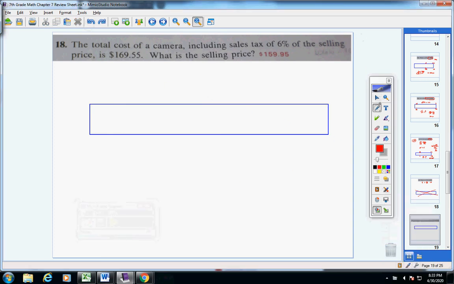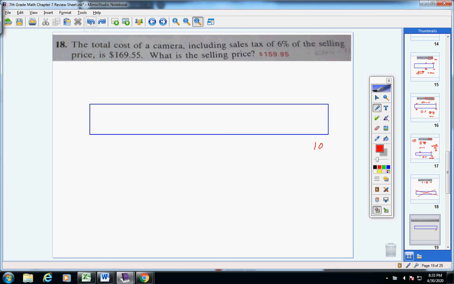Okay, students, so here we go. Now listen, guys. The total cost of a camera, including the sales tax, is this much, okay? So, what is the selling price, okay? Now look, guys, there's a couple ways to look at this. I've told you quite a few times, the best way to get started on these word problems is to figure out what your 100% is. You know what I mean? That's the best way to do it, okay?